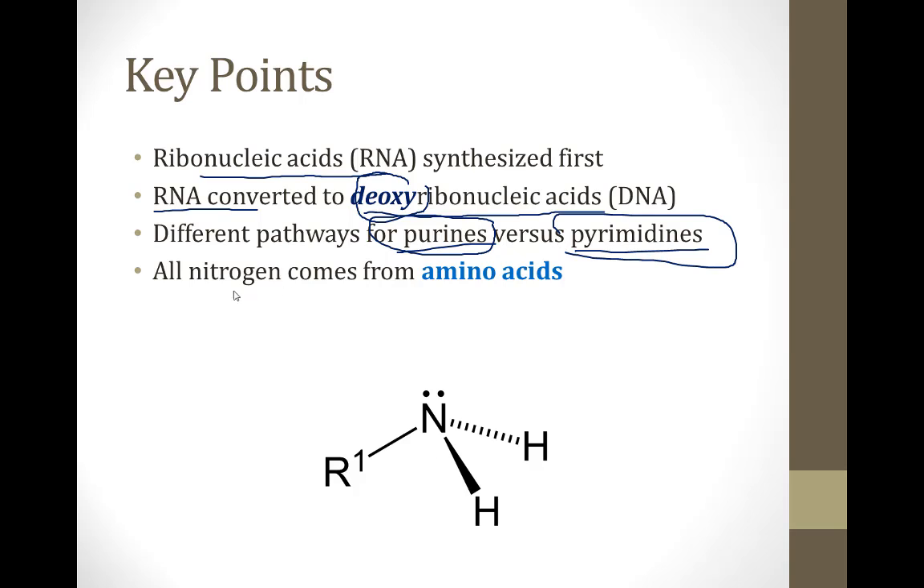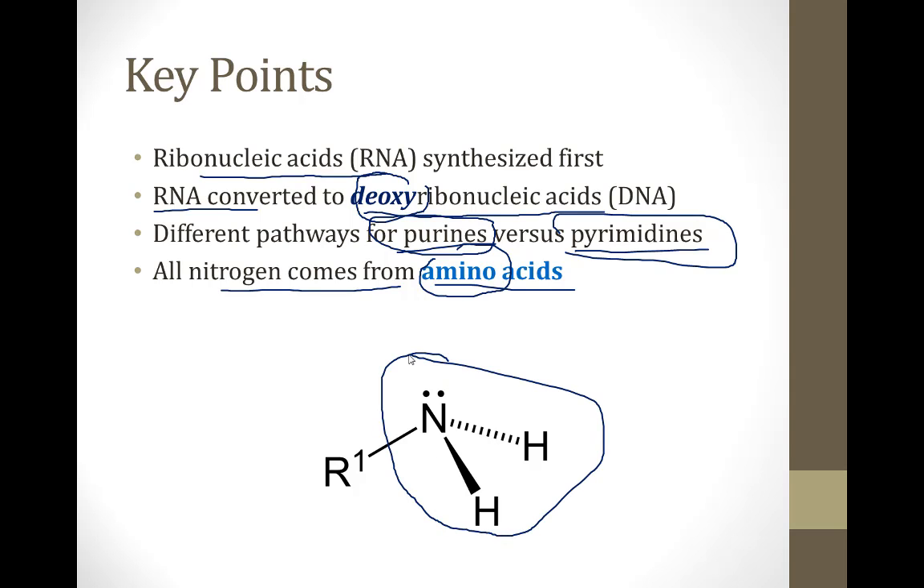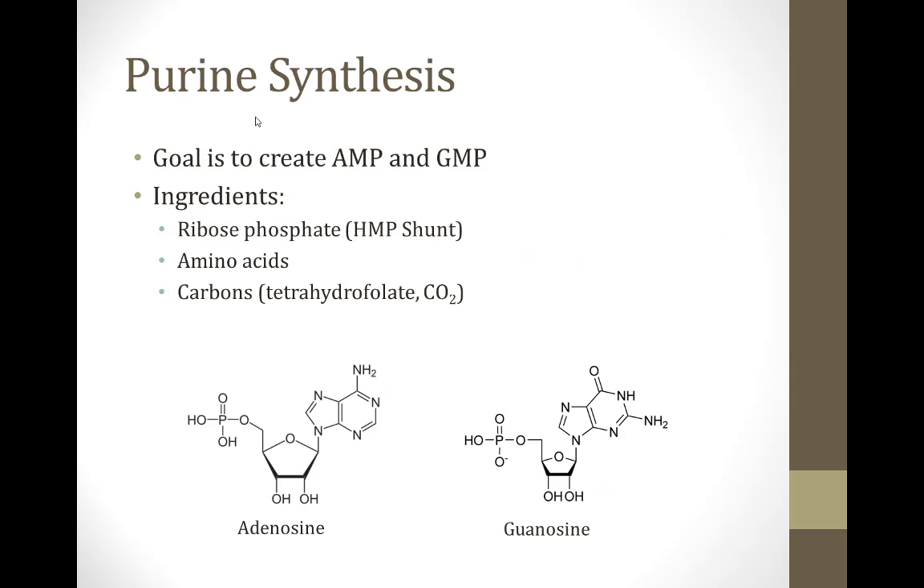And then finally, you should know that all the nitrogen in the bases of the nucleotides comes from amino acids. There's nitrogen in the air around us, but our body doesn't have a mechanism for incorporating that nitrogen into chemical structures. So when you see a nitrogen group, you should know it comes from an amino acid. The word amino means that it has an amine group. This is an amine group here, nitrogen and two hydrogens. So amino acids always have these nitrogen groups, and that's what the body uses when it needs nitrogen in a molecule like a nucleotide.